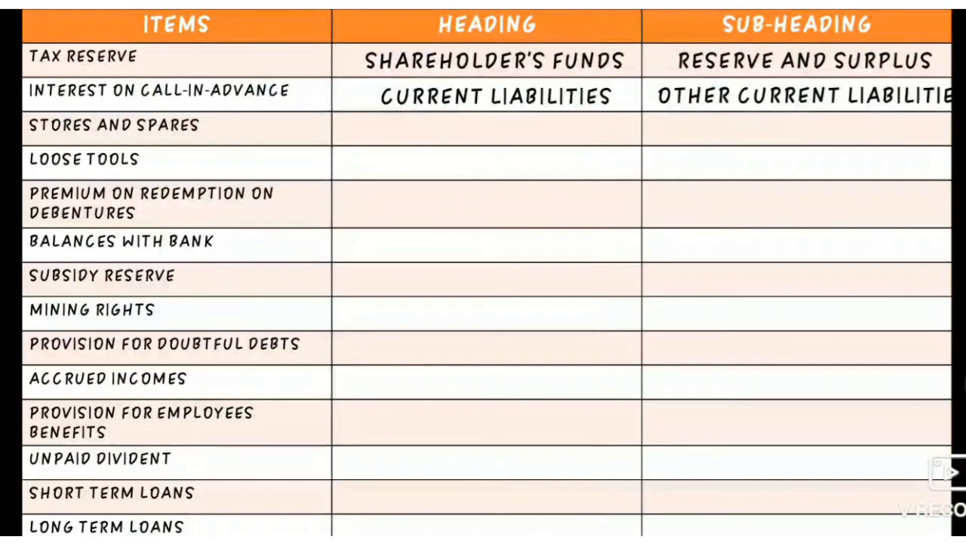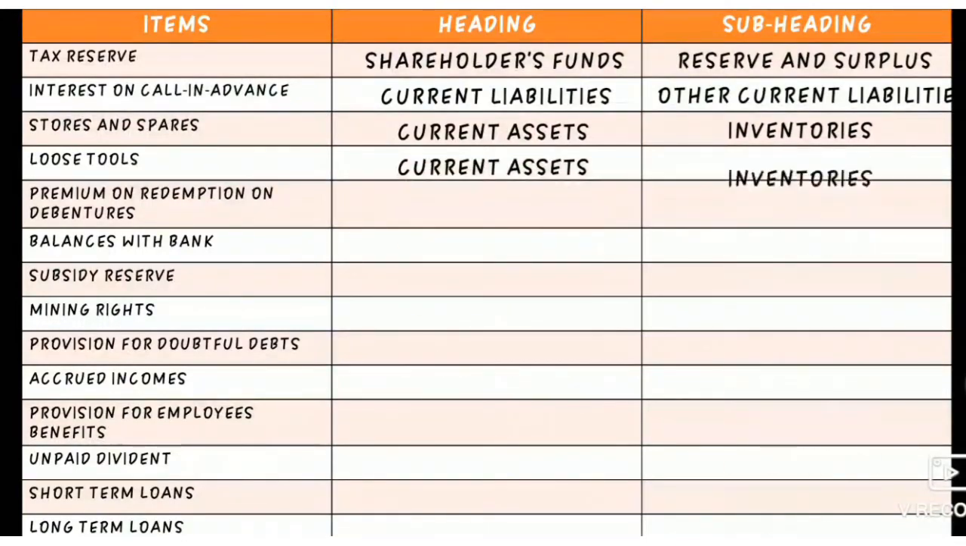Next is stores and spares. These are very important. Stores and spares, loose tools. These have come a number of times in your examination. Stores and spares and loose tools are both inventory. Both come under the inventory subheading. So inventory will be the subheading of stores and spares and loose tools both. And their main heading will be current assets because inventory comes under current assets. So the main heading will be current assets and the subheading will be inventory.